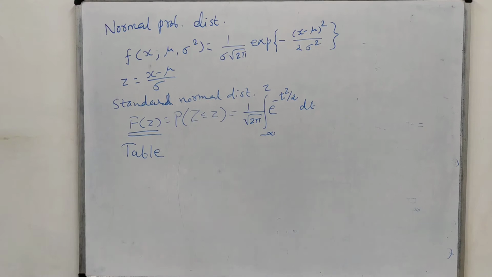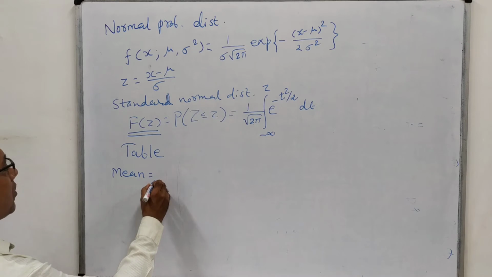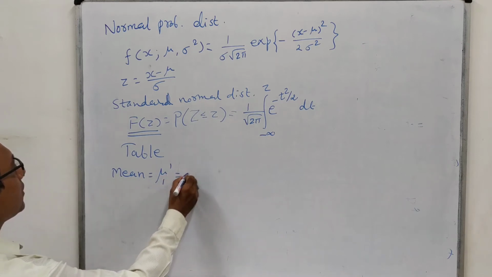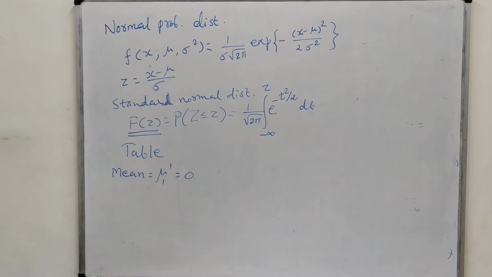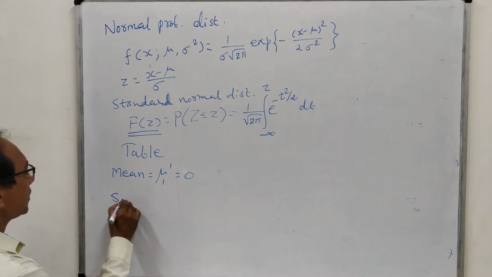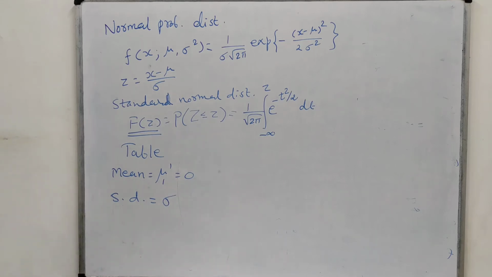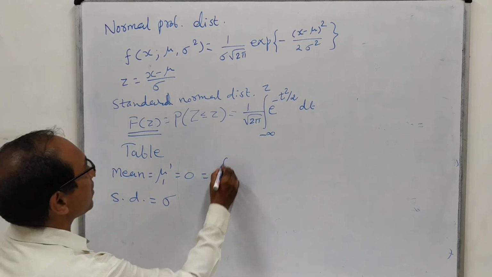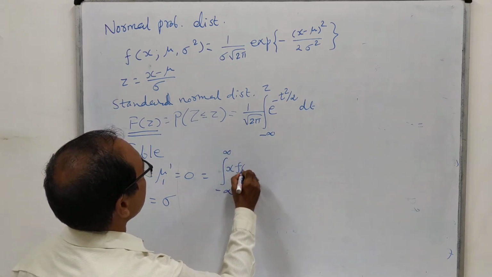Now let us see small examples. But before that, we will see the mean for the normal distribution. The mean for the normal distribution is mu1 dash, and this is equal to 0. I will not give you the proof, because the proof is not so important. And the standard deviation is nothing but sigma itself. If you want to find the mean, you can find it very easily: integral from minus infinity to infinity of x f of x dx.